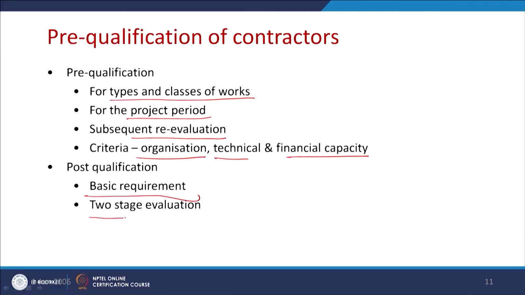The post-qualification is basically done in two stages: the basic requirement, whether the firm or company can fulfill the basic requirement given in the bid document for doing the project or not, and the two-stage evaluation is also mandatory, the technical stage and the financial stage. Some of you know that initially the technical stage is evaluated, and if they perform well and are accepted during the first stage evaluation, then their costs are compared, and based on that the lowest cost is considered for selection.